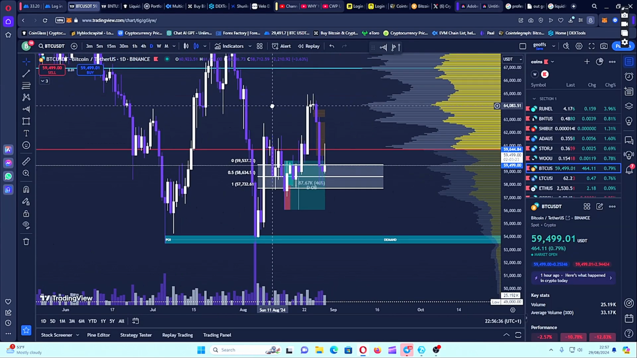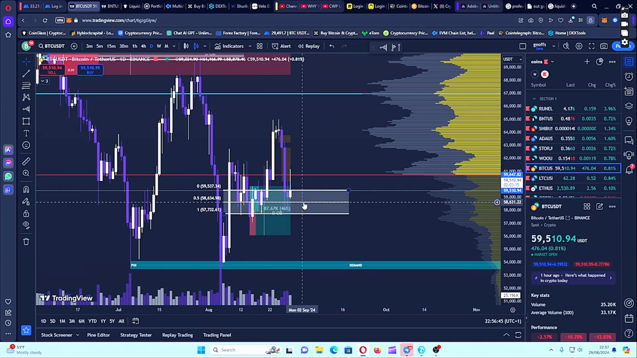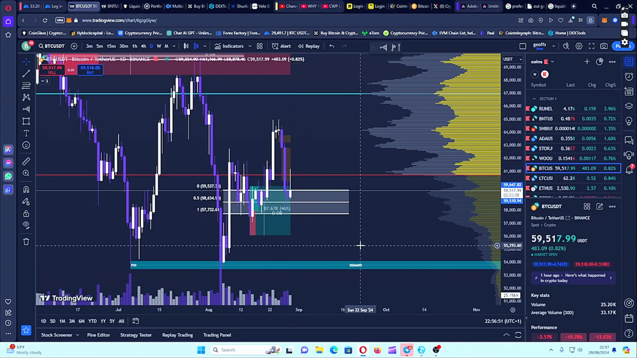So going back down to the most recent fair value gap, the bullish fair value gap that we're in at the minute is holding. And like I say, we've got the order block at the same time that is holding as well.